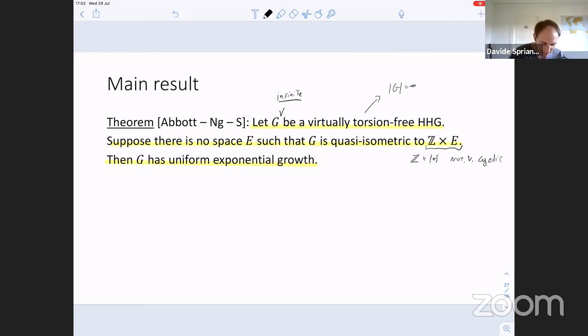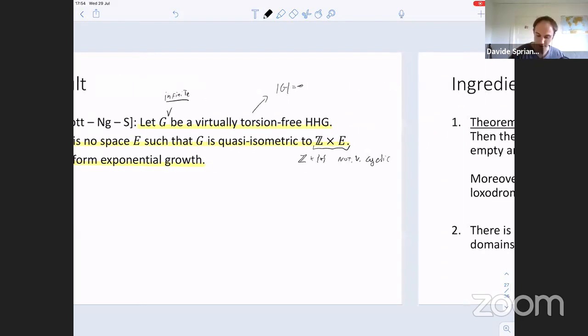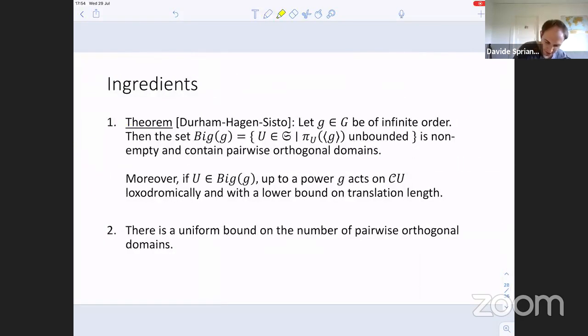Very good. So this is the main result. To prove the main results, we're going to need some ingredients. The first ingredient is a theorem of Durham, Hagen, and Sisto that says the following. Let G be a hierarchically hyperbolic group, and let g in G be an infinite order element.